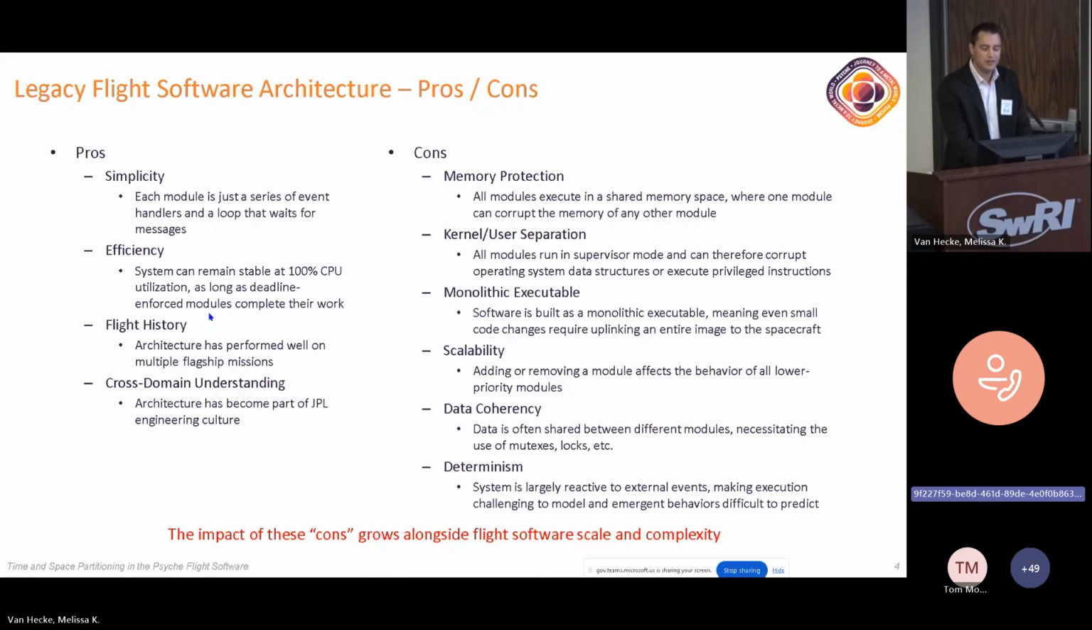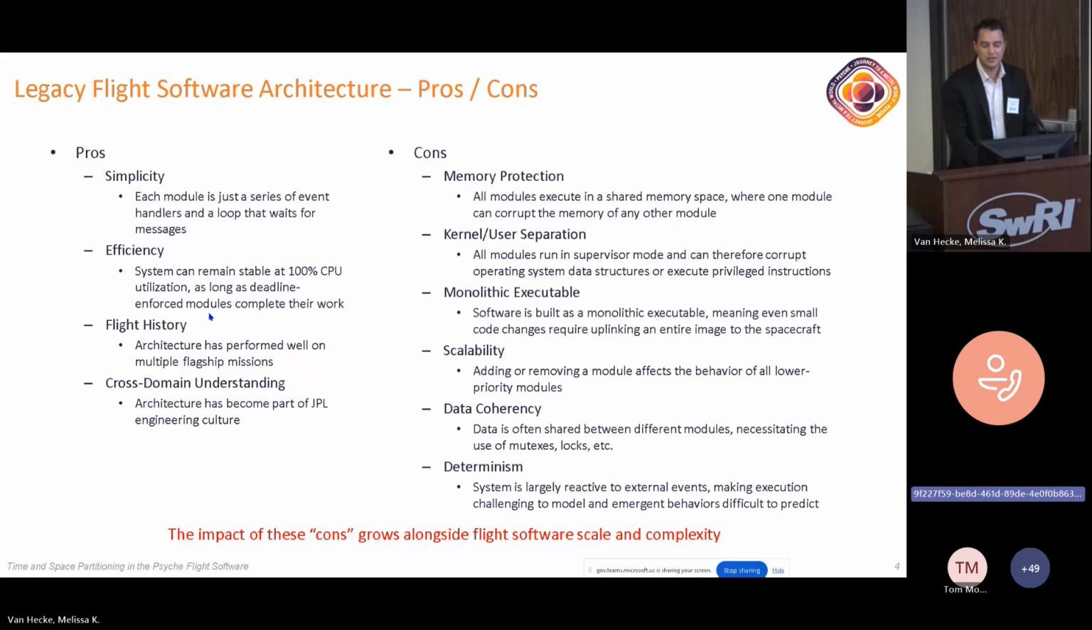We have an established flight history, so this architecture has landed on Mars more than once. And it's really become part of our engineering culture at JPL. It's not just that the flight software team understands how it works. Our operations team understands it, and our systems engineers. At JPL, when you have conversations about how flight software works, it's generally this architecture.